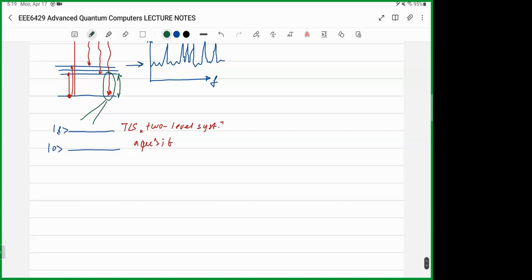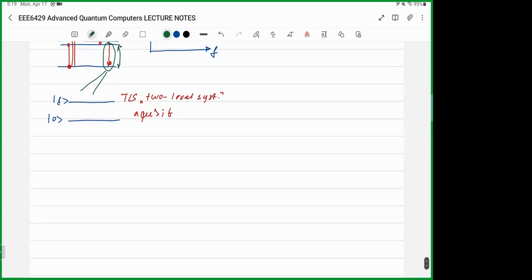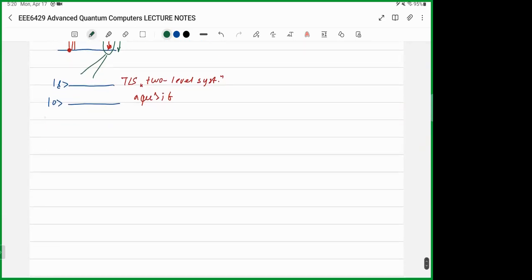So what parameters describe this two-level system? The main parameter is the so-called dipole moment.